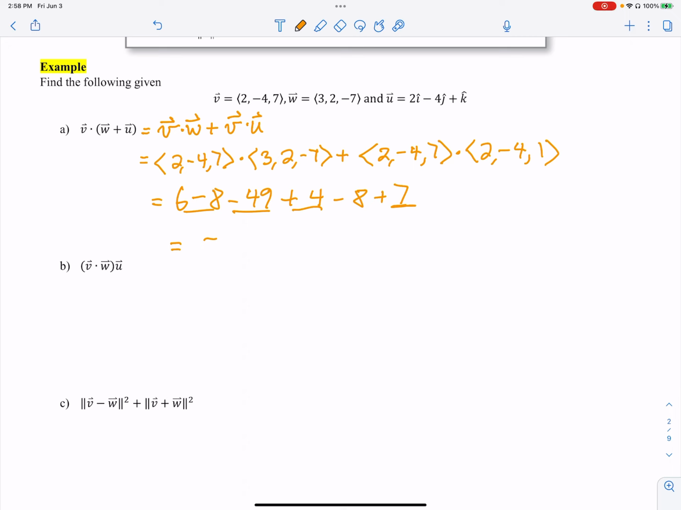I think it should be half that. So there's somewhere I messed up. I got negative 24. Something's not jiving here.